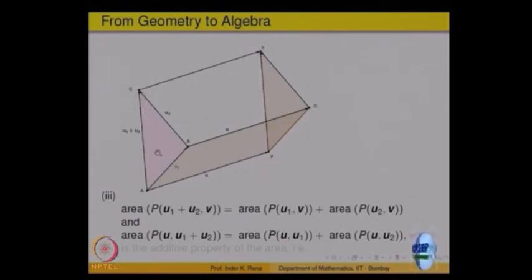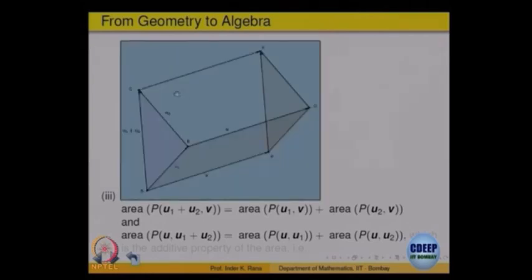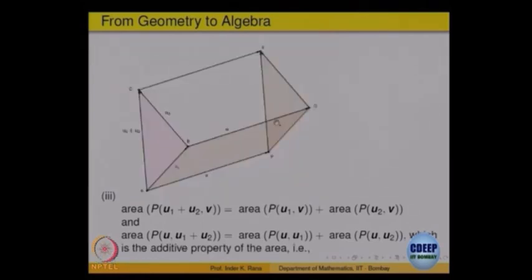Now, it is quite easy to show that this triangle here is congruent to this triangle; I can move it there. So, what is the area of the parallelogram, the upper one and the lower one? These are precisely the area of (u1, v) and the area of (u2, v).